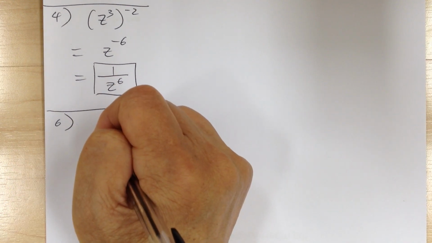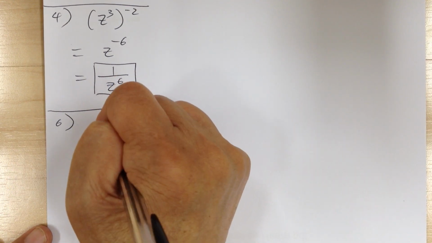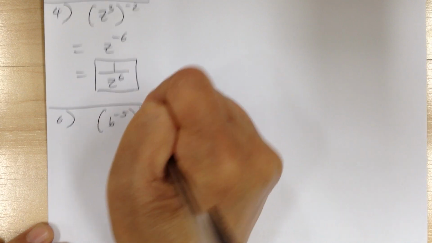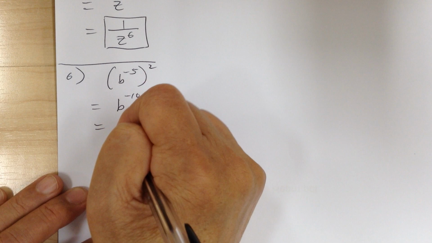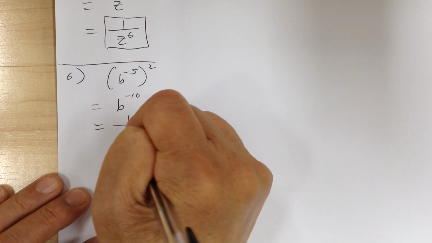Okay, number 6, you have b to the negative 5 to the 2. So power rule, so you got b to the negative 10. The negative exponent rule, you flip it over, so 1 over b to the 10.